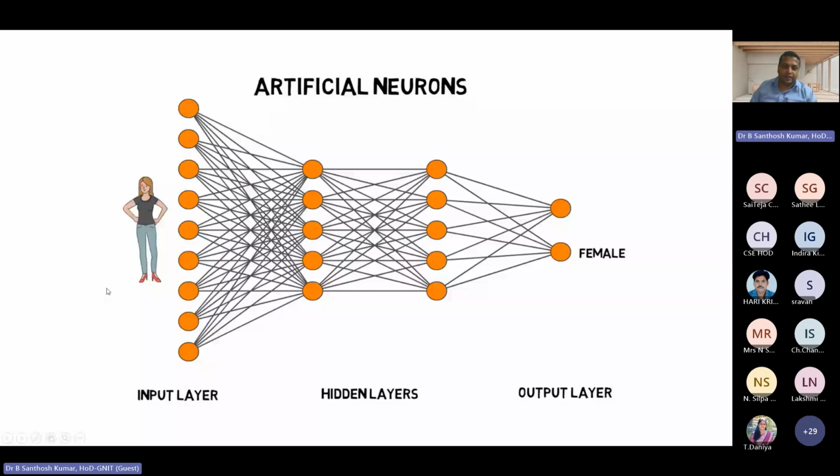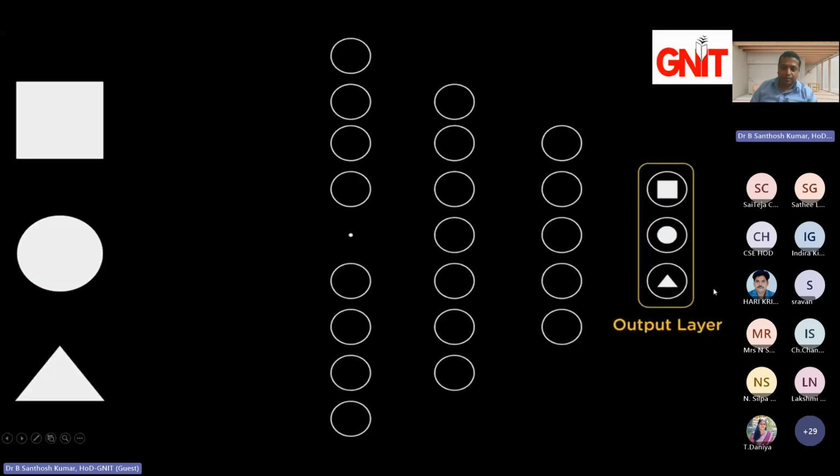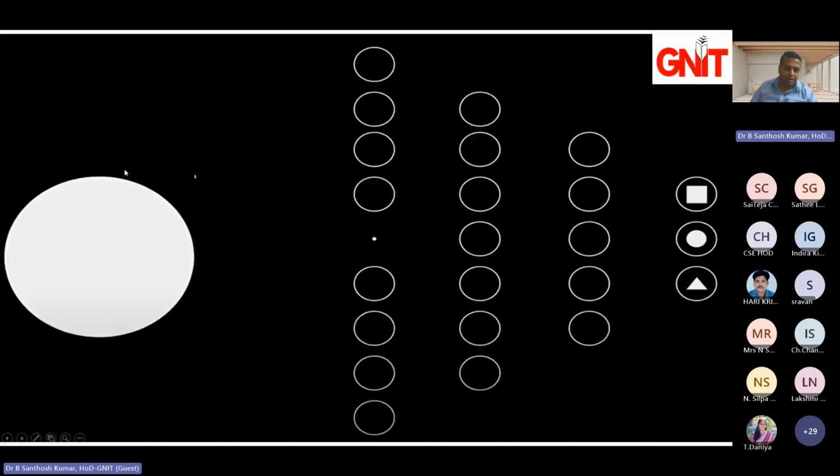For example, for the second class, if I'm giving the female, it should be more than 90%. The first class should be less than 10%. Only then is it right. For example, different shapes are available. This is an input layer, this is an output layer, and these are all hidden layers. Suppose I give the input as a round shape. Then my prediction should finally be class A.